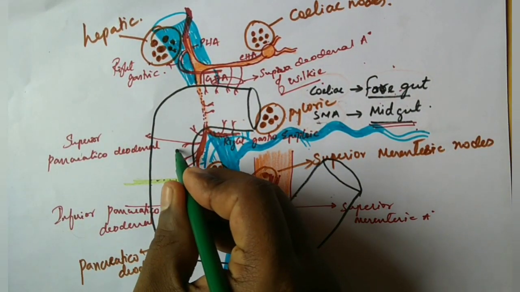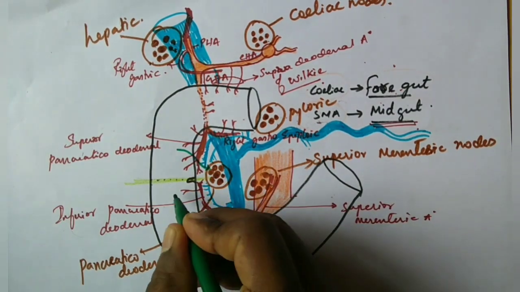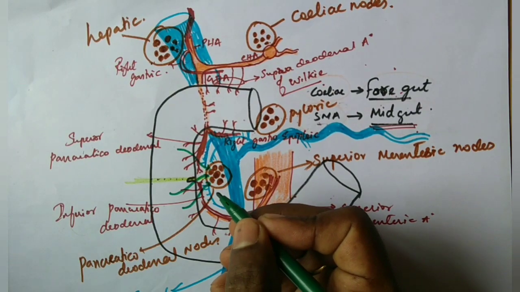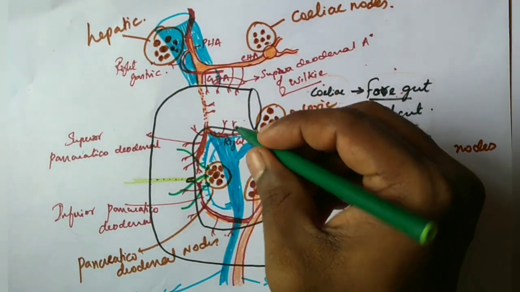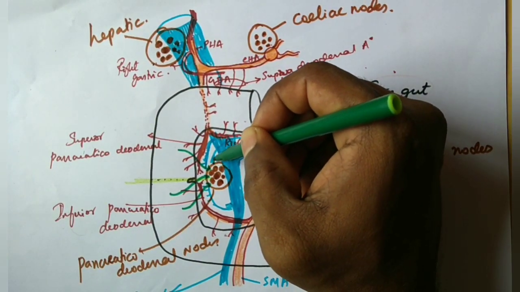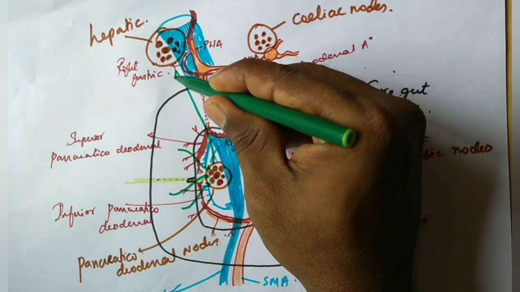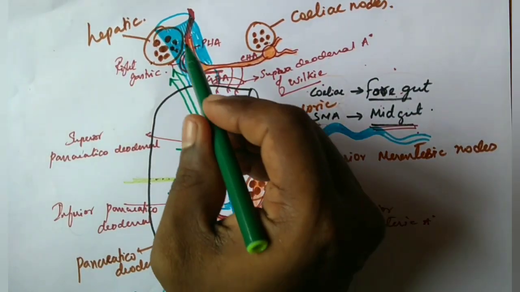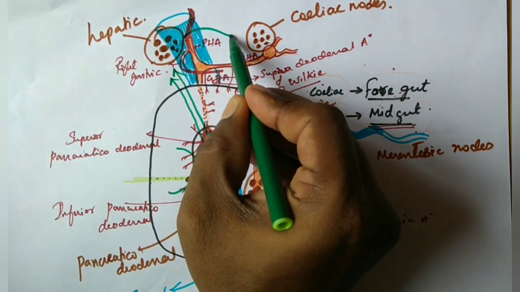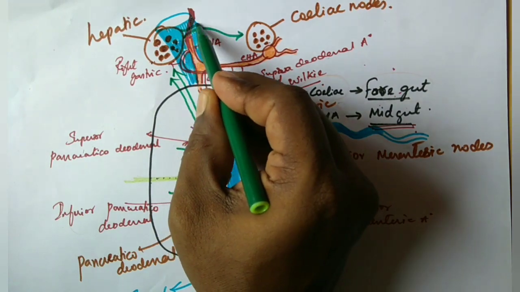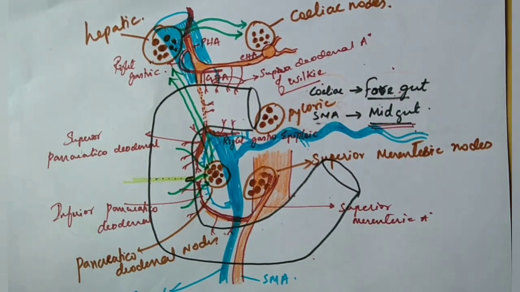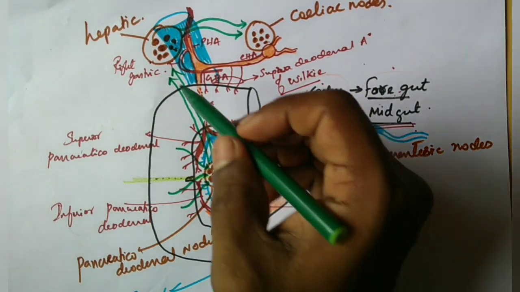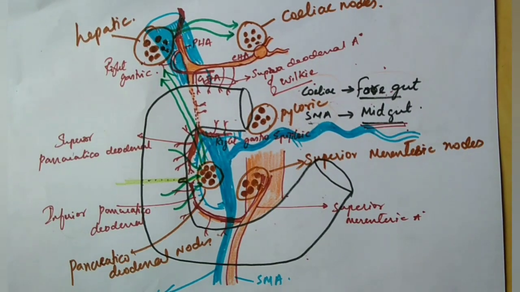So initially, the lymph from the duodenum will pass into the pancreatico-duodenal nodes. From the pancreatico-duodenal nodes, it will follow the course of the artery and it will end in the hepatic nodes. From the hepatic nodes, the lymph vessels will be draining the lymph into the celiac nodes. This is the pathway of lymphatic drainage through the pancreatico-duodenal nodes, hepatic, and the celiac nodes.